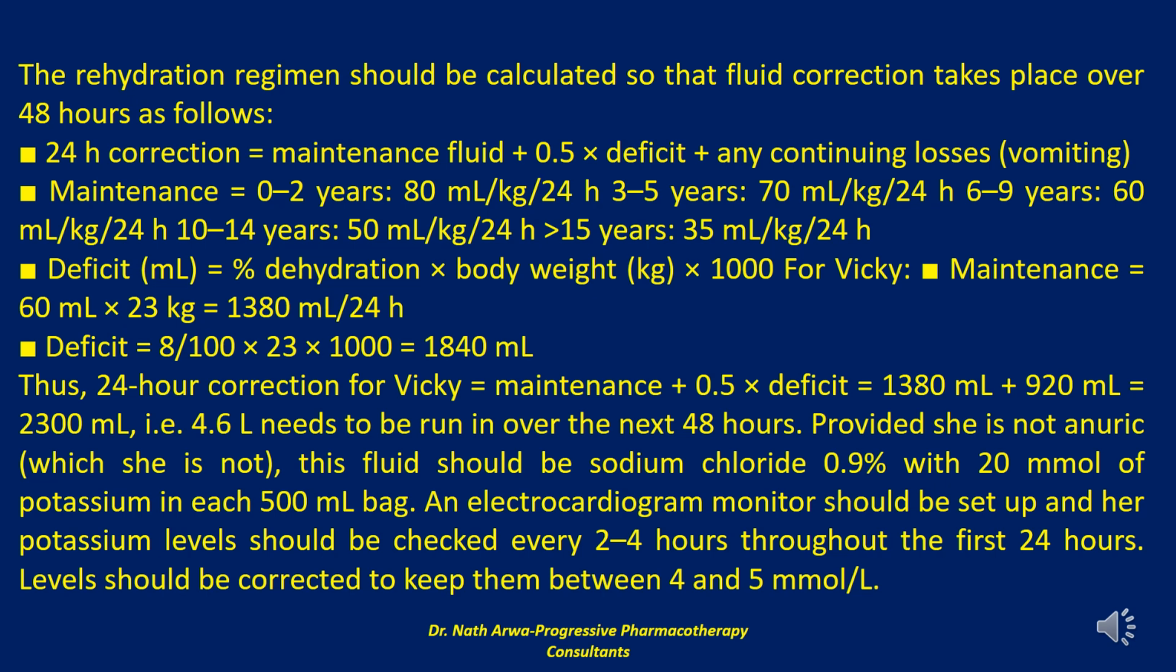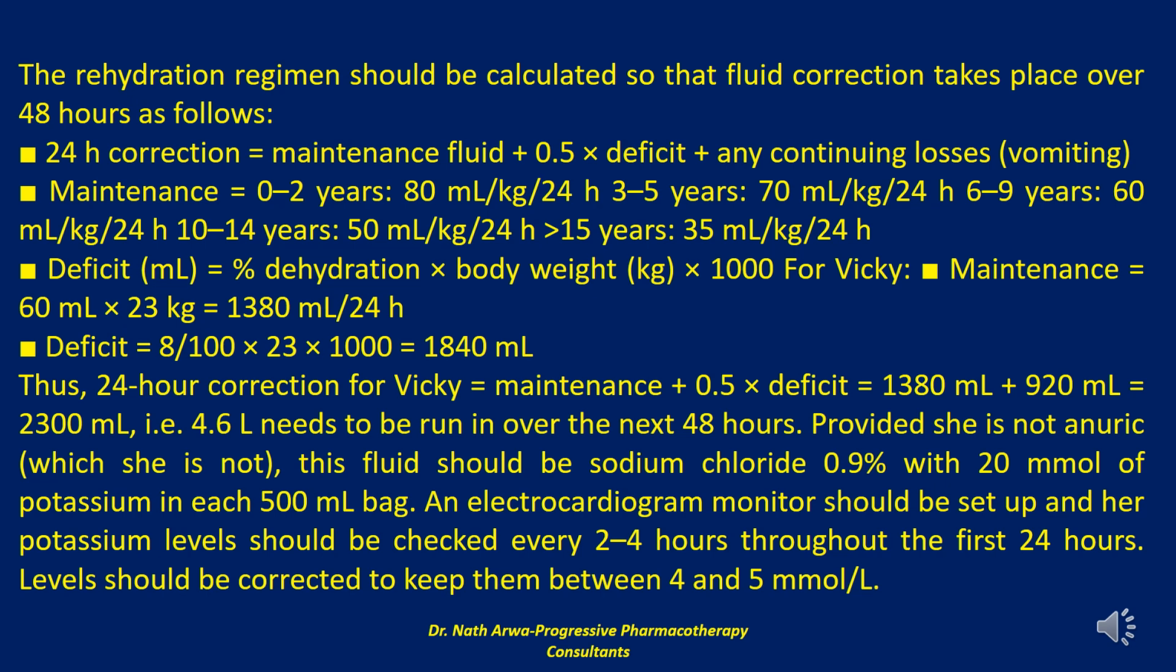For Vicky, maintenance is equal to 60 ml multiplied by 23 kilograms, which is equal to 1380 ml per 24 hours. Deficit is equal to 8 divided by 100 multiplied by 23 multiplied by 1000, which is equal to 1840 milliliters. Thus, 24-hour correction for Vicky is equal to maintenance plus 0.5 multiplied by deficit, which is equal to 1,380 ml plus 920 ml, which is equal to 2,300 ml, i.e. 4.6 liters needs to be run in over the next 48 hours.